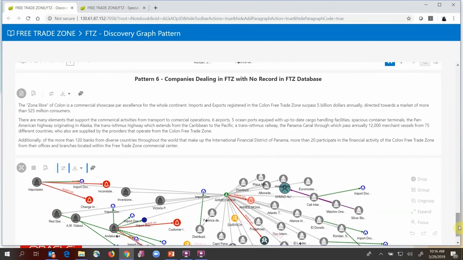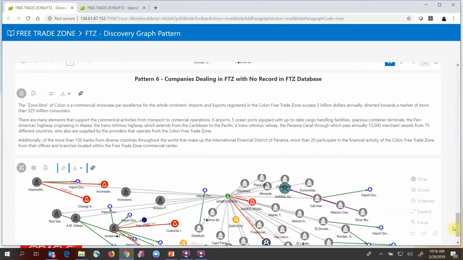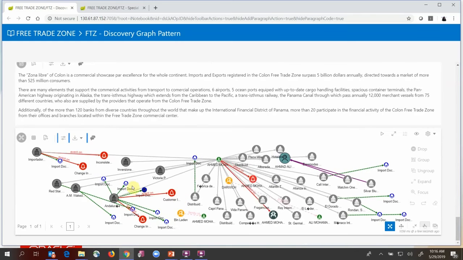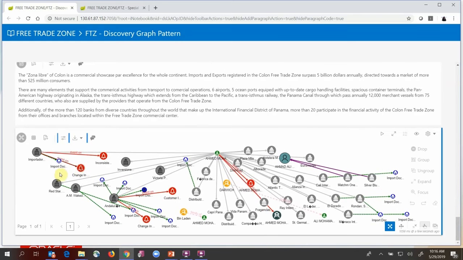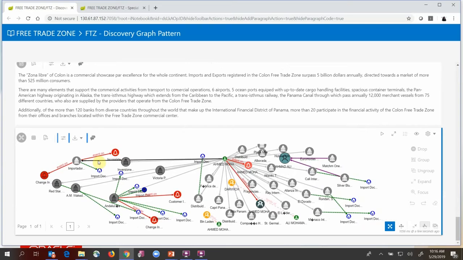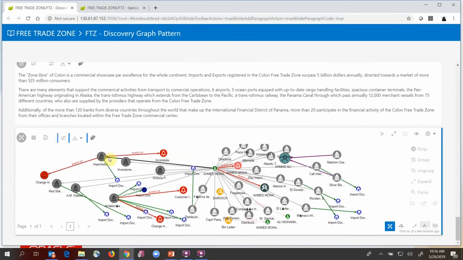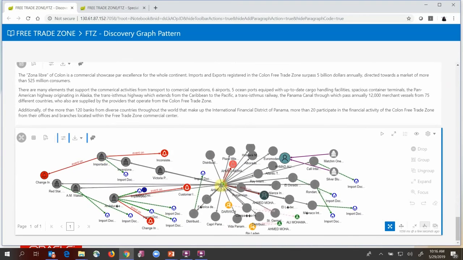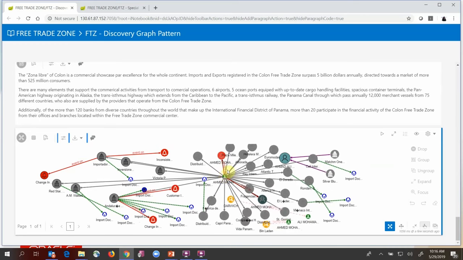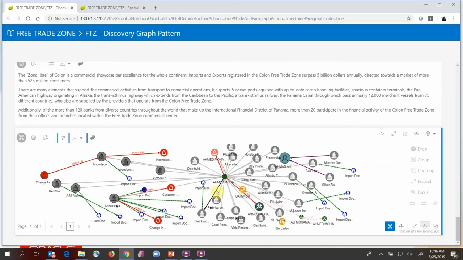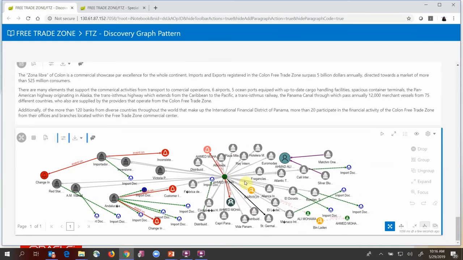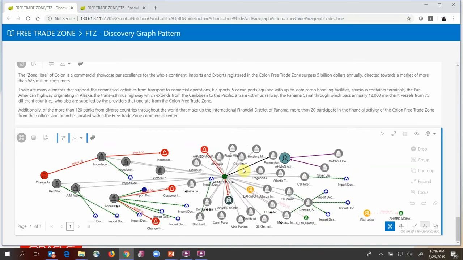Lastly, we have companies which say they are dealing in free trade zone but have no record in the free trade zone database. Here again, we were able to correlate internal data with external information and get the list of all the companies who are not part of the free trade zone database. You can see how they're connected with, again, the same sanctioned individual, Muhammad here, and we have some internal red flags and the companies operated by that specific individual.